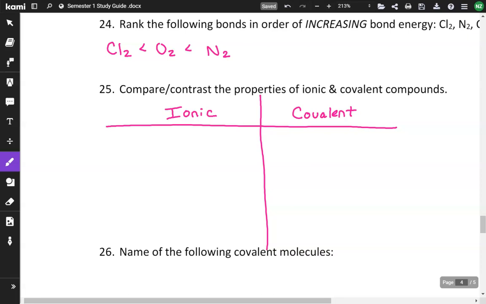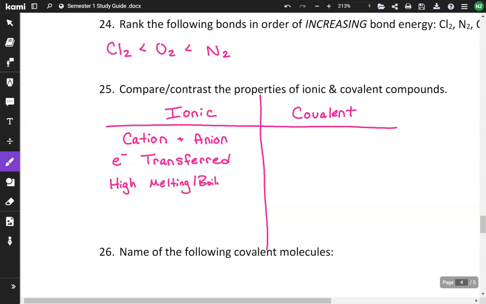So ionic compounds are a cation and an anion. Electrons are transferred. They have high melting and boiling points. Conductive when dissolved in water.